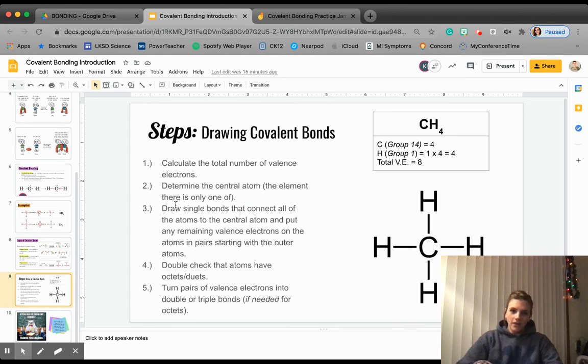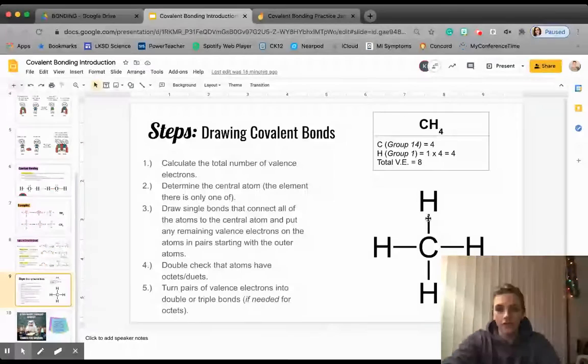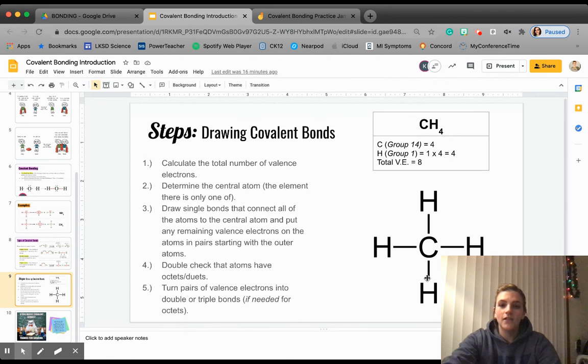Step 3, draw single bonds that connect every atom together. All right, so we would go through and we would draw from hydrogen to carbon all the way around. Then we would double check our valence electrons. So we'd say, okay, how many electrons have we already drawn? There's 2, 4, 6, 8, and I had 8 total valence electrons that I needed to place. So that's all I have to do with that molecule. I don't have to add any dots to represent other valence electrons I don't have bonded yet.